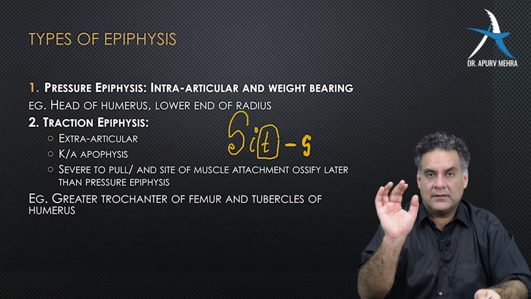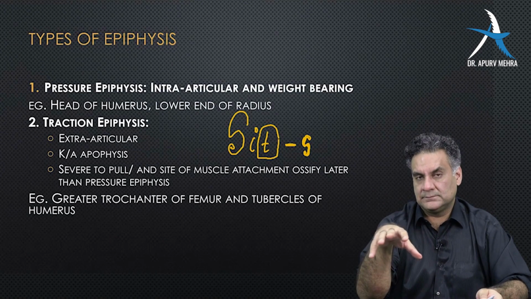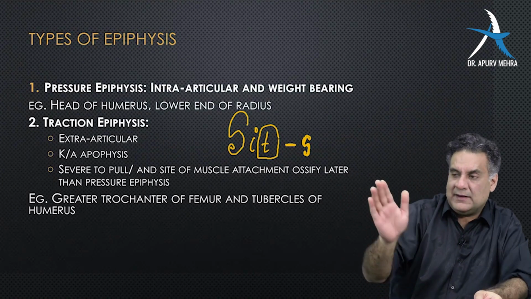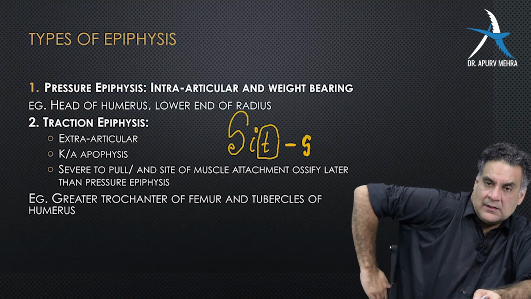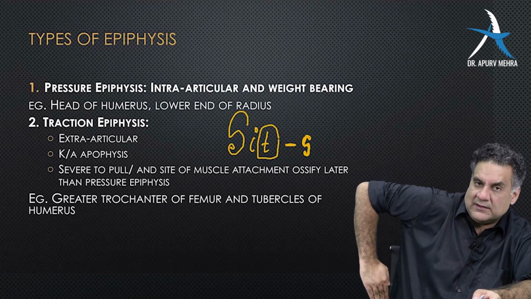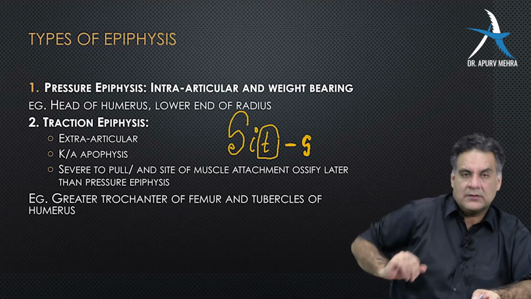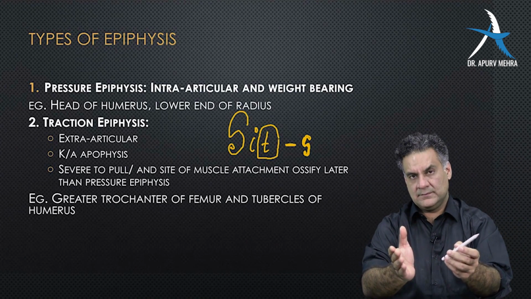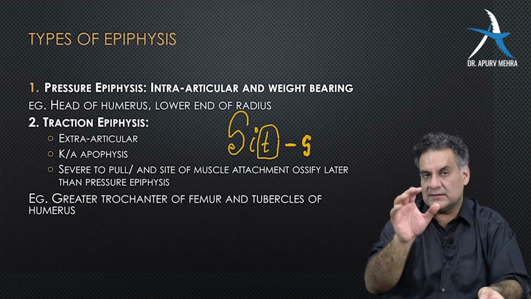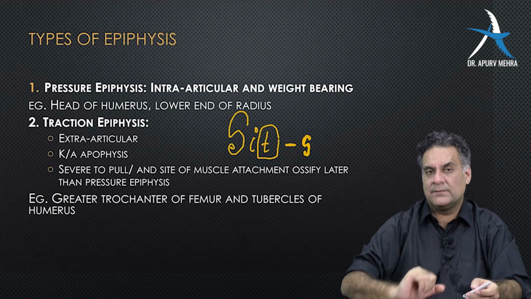Subscapularis is the internal rotator. The other three muscles are external rotators. So if I place the back of my hand over the lower back and try to lift it up, this is the extreme of internal rotation, called the lift-off test. Subscapularis. Whereas the other three muscles go for external rotation.